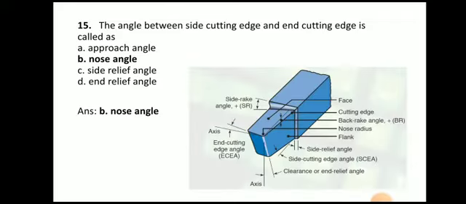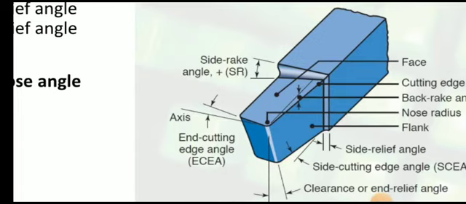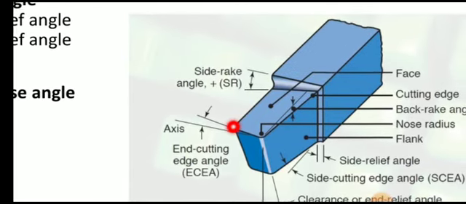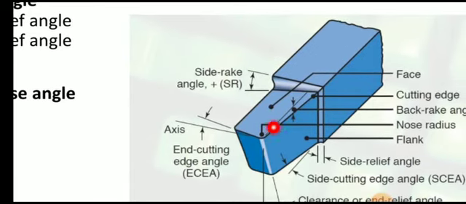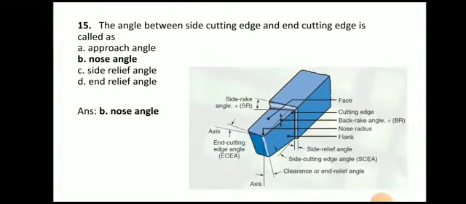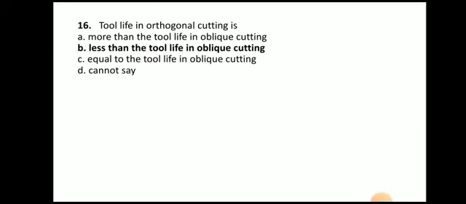Next question. The angle between side cutting edge and end cutting edge is called nose angle. Here you can see this is the end cutting edge and this is the side cutting edge. So the angle between side cutting edge and end cutting edge is known as nose angle. Next question. Tool life in orthogonal cutting is. The answer is less than the tool life in oblique cutting.